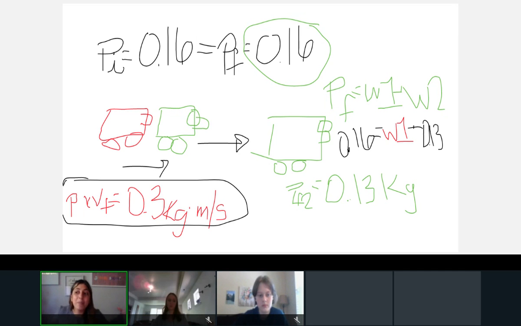Now, when you have a big impact, the equation for that is F equals the momentum over time. And if we plug in that P equals mv for momentum, we get mass times velocity over time.